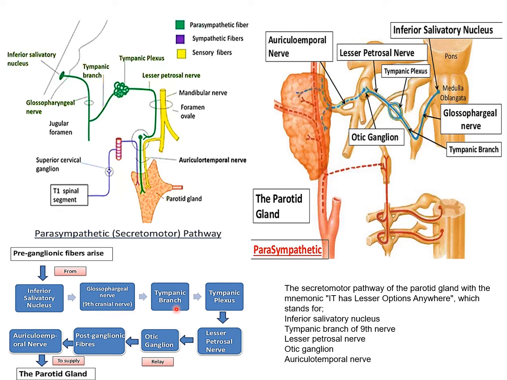Through its tympanic branch, they form the tympanic plexus. The lesser petrosal nerve arises from the tympanic plexus and relays in the otic ganglion. The postganglionic fibers arising from the otic ganglion pass through the auriculotemporal nerve to reach the parotid gland.